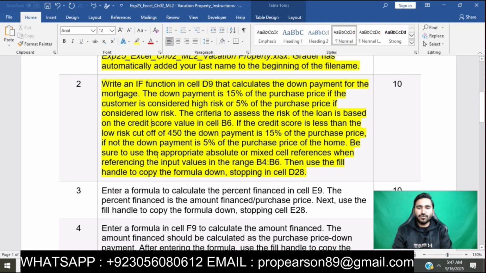Be sure to use the appropriate absolute or mixed references when referencing the input values in the range B4 to B6. Then use the fill handle to copy the formula down, stopping in cell D28.